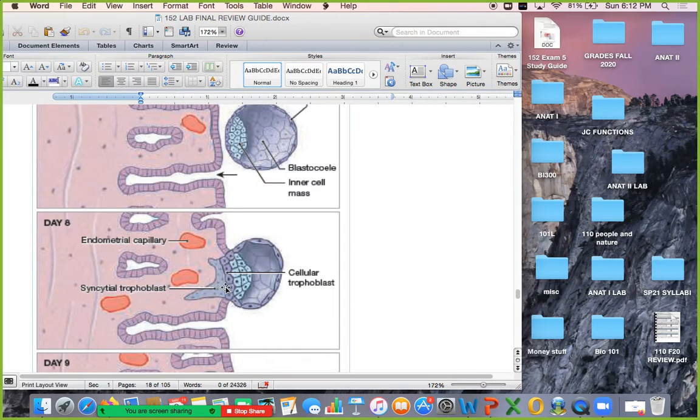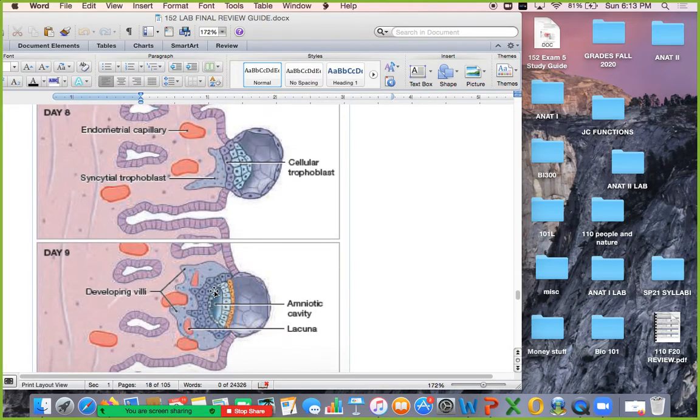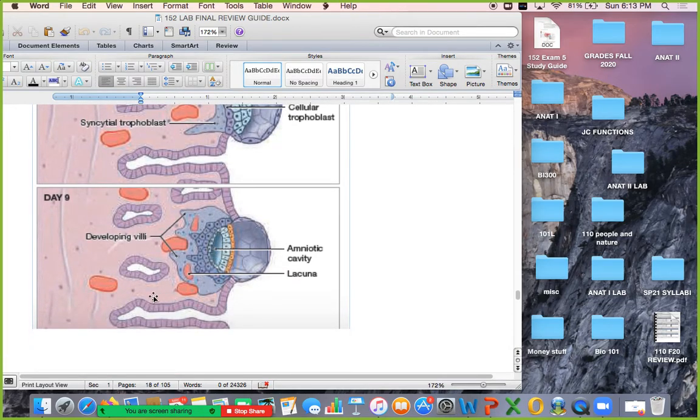Here we have the syncytial trophoblast layer, which is going to be the outer layer, and the cellular trophoblast layer. So those two layers are going to become the fetal associated tissues, such as the placenta. So you can see they're already kind of invading into the endometrium, which again, at this point is now going to become the decidua as soon as implantation occurs.